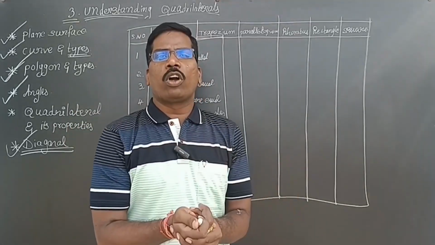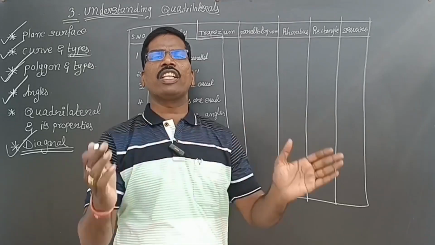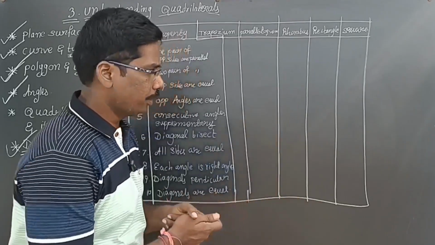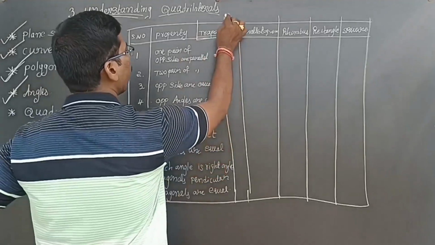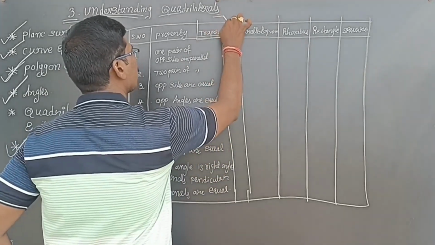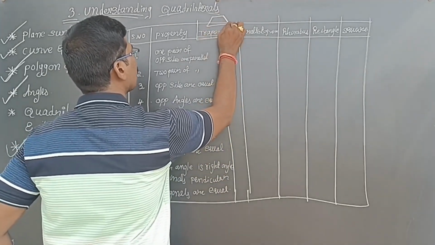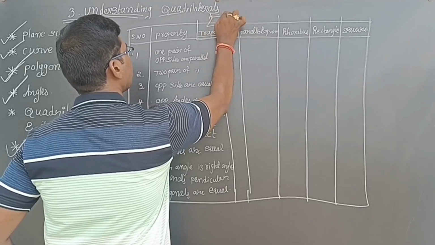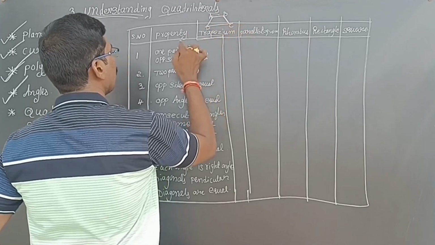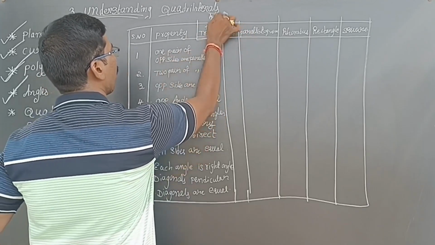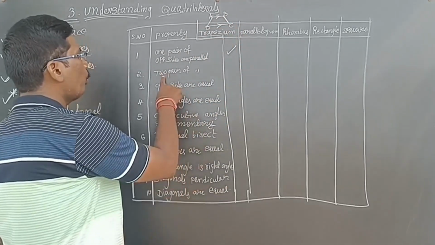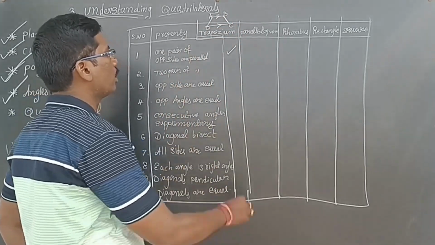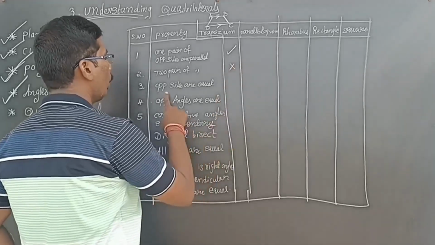What we have studied about quadrilaterals and their properties will all come under one table. Let us see, one by one. Trapezium: I'll draw the diagram here, A, B, C, D. One pair of opposite sides are parallel, so it's true, it's correct. Two pairs of opposite sides are parallel? It's wrong, only one pair.